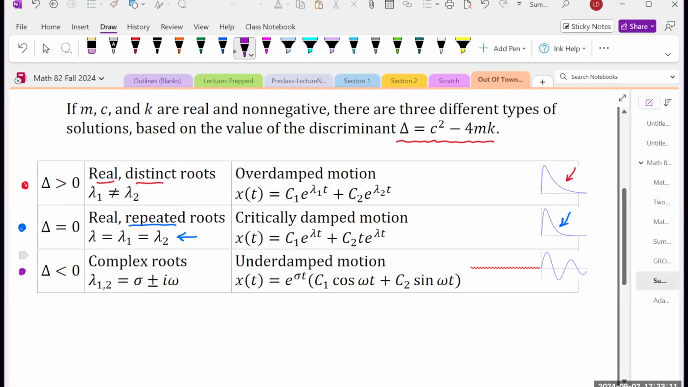And then finally, once the discriminant jumps over to becoming negative, we get complex roots. And that gives us underdamped motion. The oscillatory component comes from the sine and cosine, and the damping comes from the e to the sigma t term. So all these cases are from one ordinary differential equation, and how the solution behaves depends on the coefficients of the ODE. Let's look at how this translates into standard engineering notation on the next page.